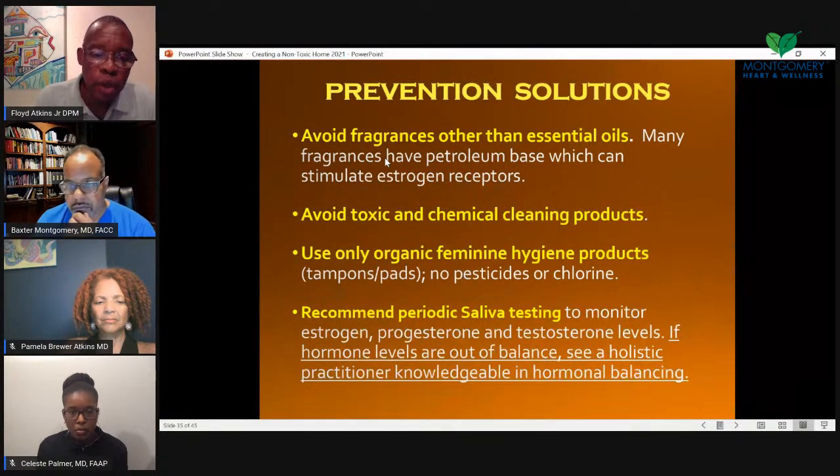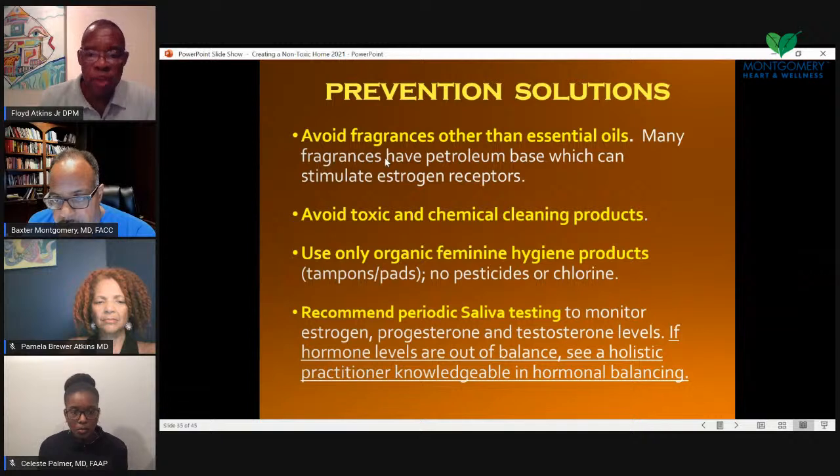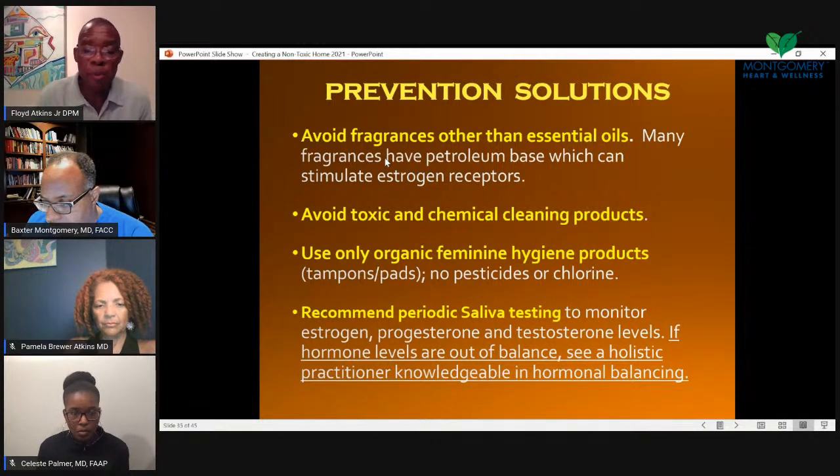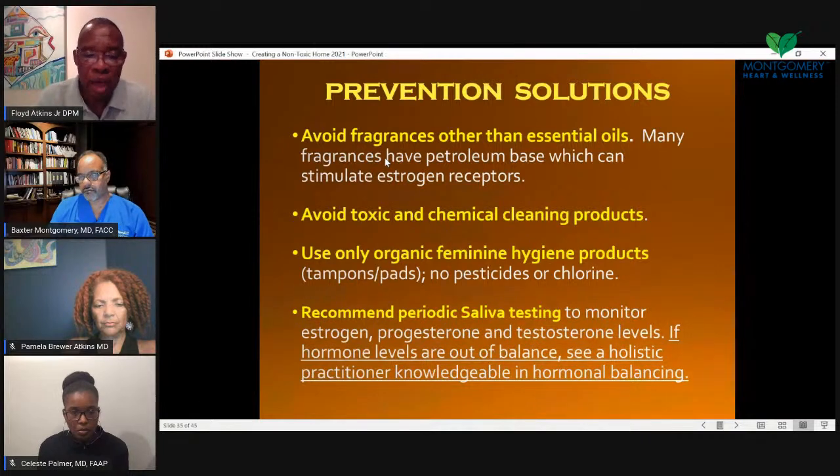One thing that is sorely overlooked when it comes to feminine hygiene is that the cottons and the materials they use are either bleached in chlorine or have pesticides. You want to use natural products from natural companies, which are healthier, because this is something that you put in your body and you want to make sure that it's not going to be toxic.